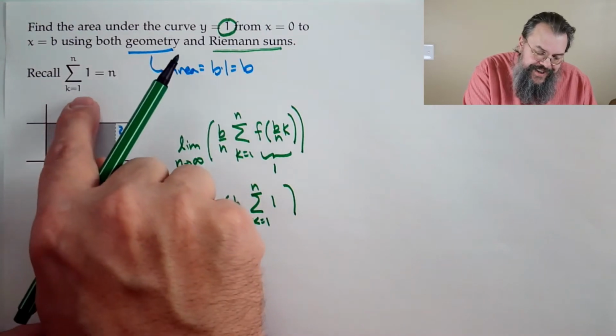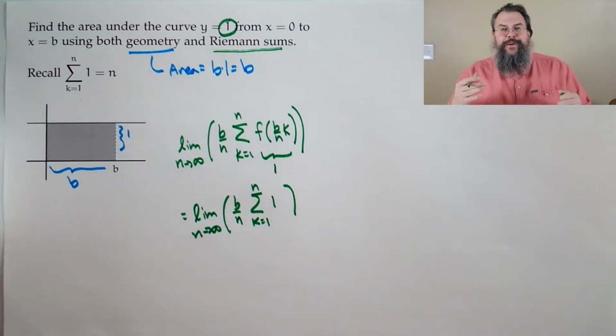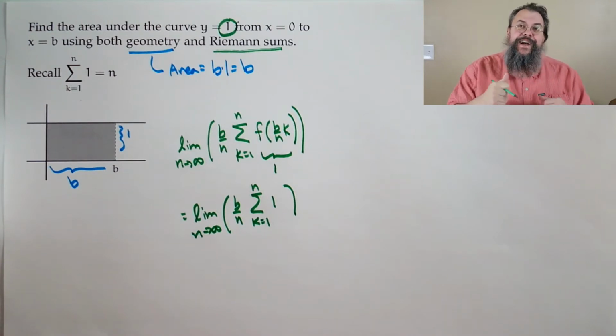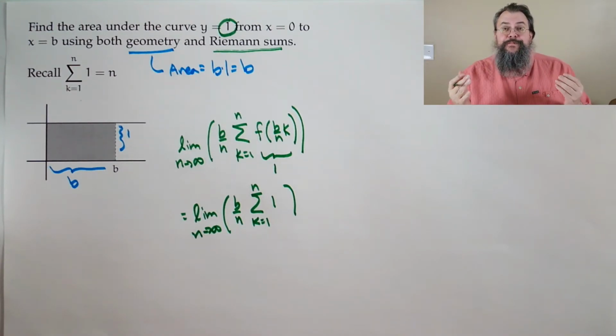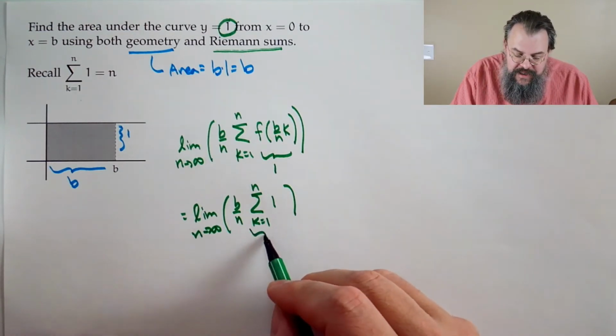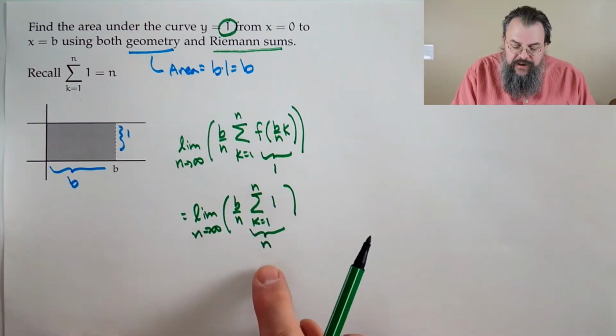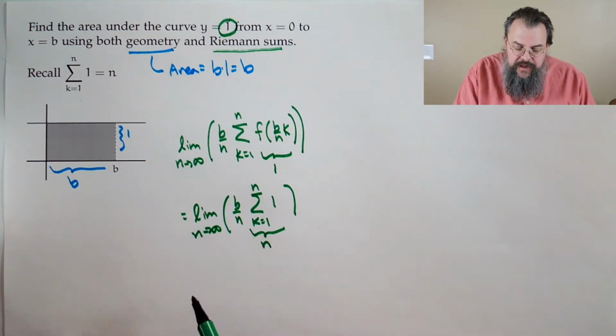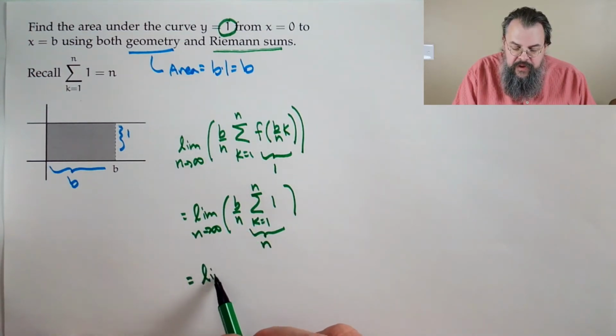There's a little note here that says recall, but even if we didn't recall that, we could probably figure it out. Because what are we doing? We're doing 1 plus 1 plus 1 plus 1 plus 1. And how many times are we doing that plus 1? n. So this sum is n. Okay, and there's a b over n times n, so the n's cancel. So we get the limit as n goes to infinity of b.